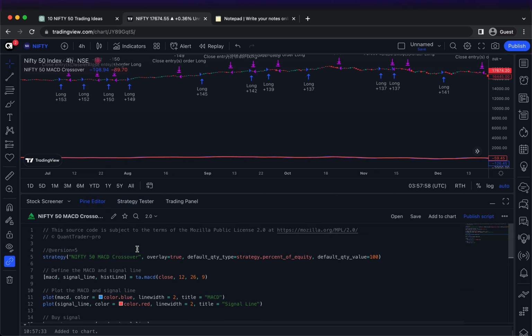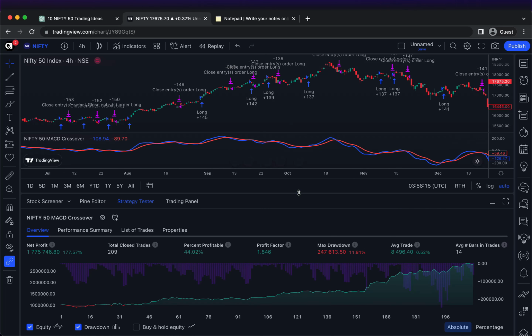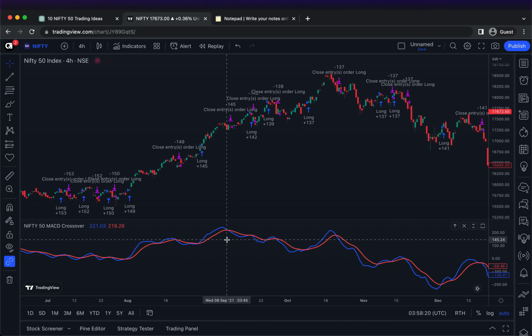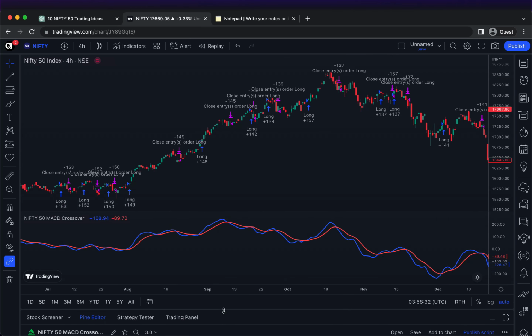So first of all, let's remove it from the overlay. Let's put it false. Then we'll have a separate trend line. We need to remove everything, and let's put it again. So again, you see, that's how it's working. We have MACD line and we have signal line. The MACD line is red, and blue is the signal line.